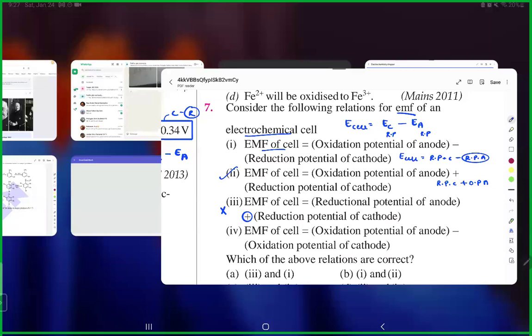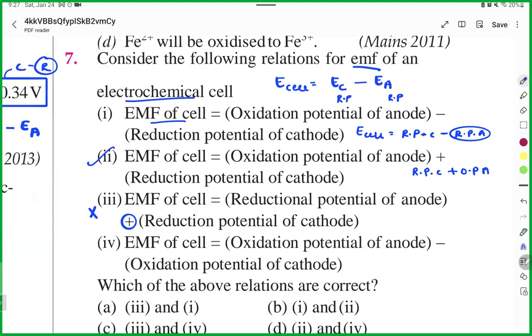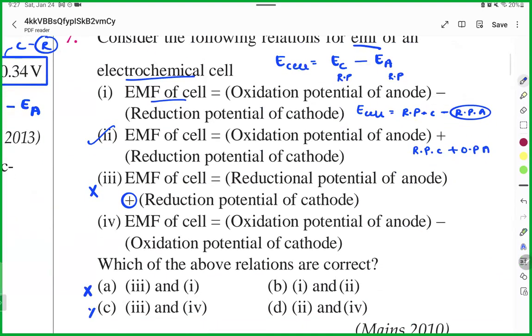So 2 is possible, 3 is not possible. So A, C is not possible. Then you have to see whether the fourth is correct or not. So you'll get an idea. Oxidation potential of anode positive, okay. Oxidation potential of the cathode, yes, correct. So option D?